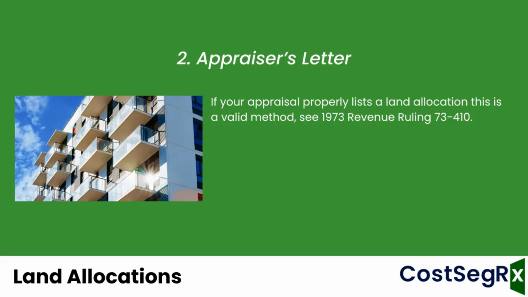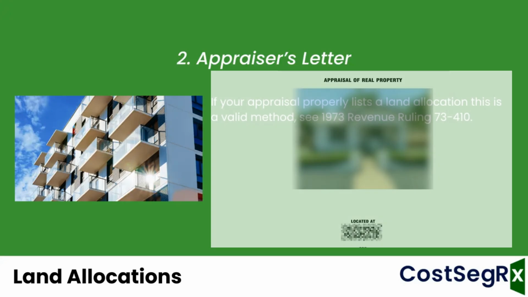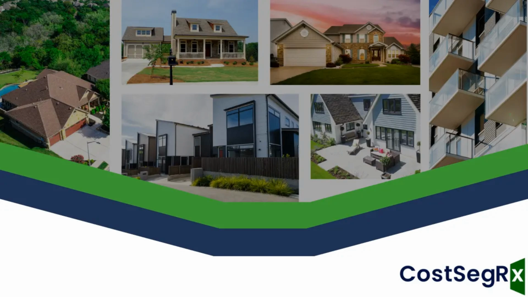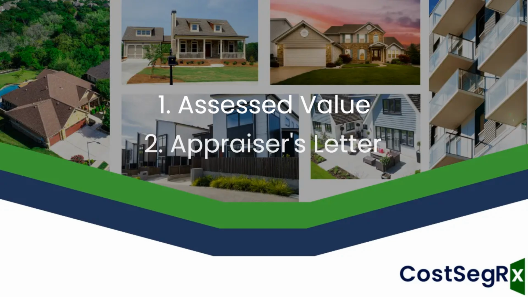Another option that you can use when selecting a land allocation is to look at an appraiser's letter. Not many taxpayers or clients are going to go out and get an appraiser's letter on the value of their land. However, a lot of times you will have an appraisal on the property where the appraiser has listed a land allocation. Now, often they use the land allocation from the county tax assessor's records, but sometimes they do the cost approach and will share another land allocation. So those are the 2 land allocation methods that I recommend starting with.